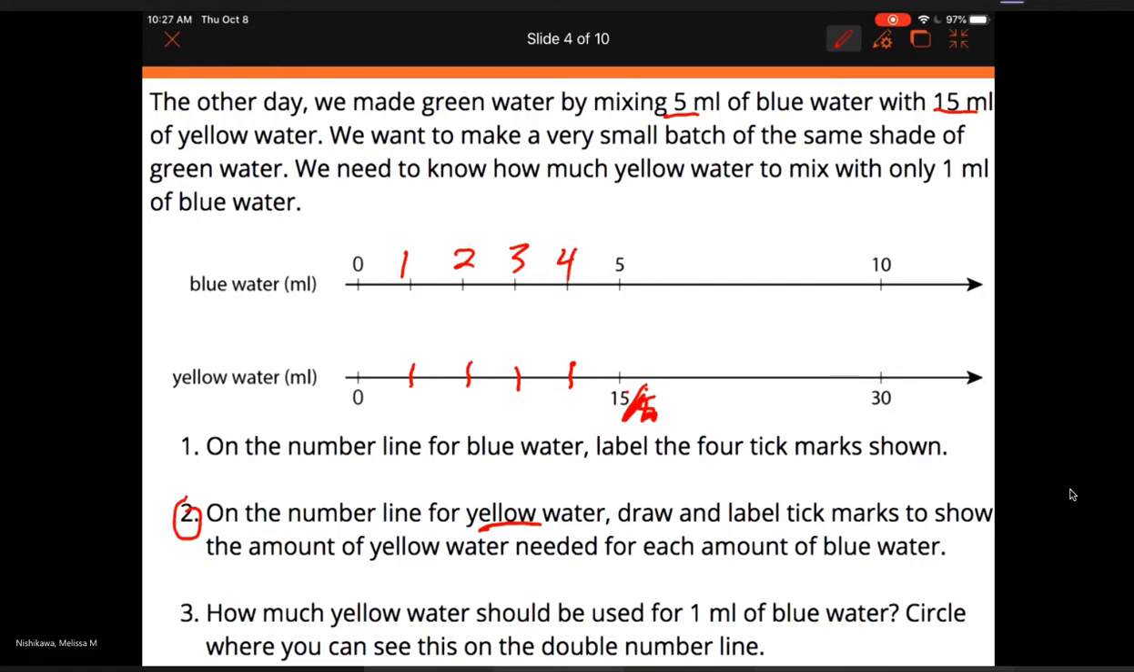So 15 divided by 5 is 3. So we're going to go in units of 3. So our first tick mark is 3, 6, 9, 12, 15. So you take the number you have here and divide it by how many jumps or how many spaces. Here's 1 space, 2 spaces, 3 spaces, 4 spaces, 5 spaces. And this is looking really messy right now.